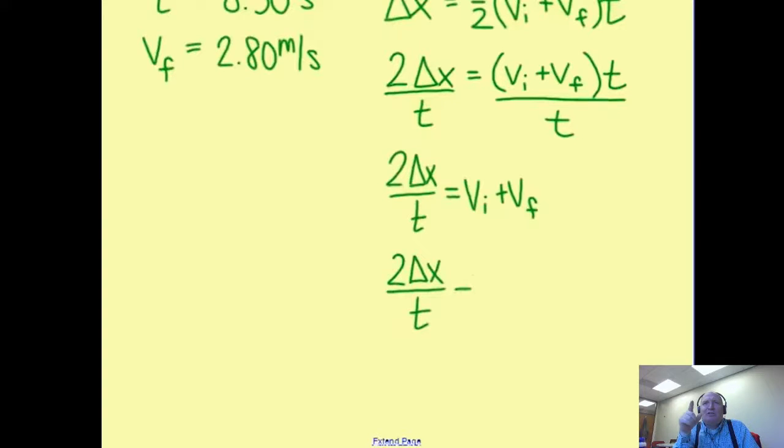I wonder if she's going to do VI plus VF minus VI on the right-hand side, or if she's just going to write VF. Now we have an equation where the variable we're looking for is on one side all by itself. Yeah, now plug and shove. So that means I can plug some numbers in.